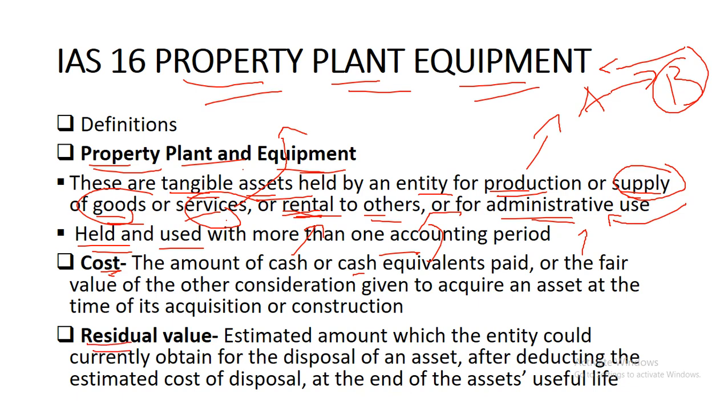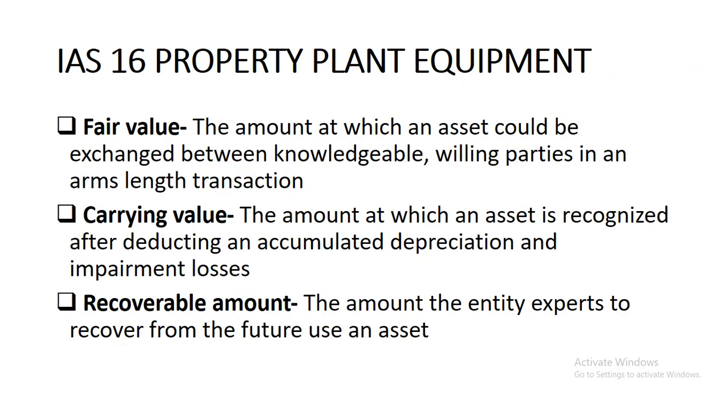Then residual value, I've already explained this. Residual value is the estimated amount the entity could currently obtain for the disposal of an asset after deducting the estimated cost of disposal, at the end of the asset's useful life. I won't spend too much time because I've already explained this. Then the other thing that you need to know is fair value. What is fair value? Fair value is the amount at which an asset could be exchanged between knowledgeable and willing parties in an arm's length transaction.